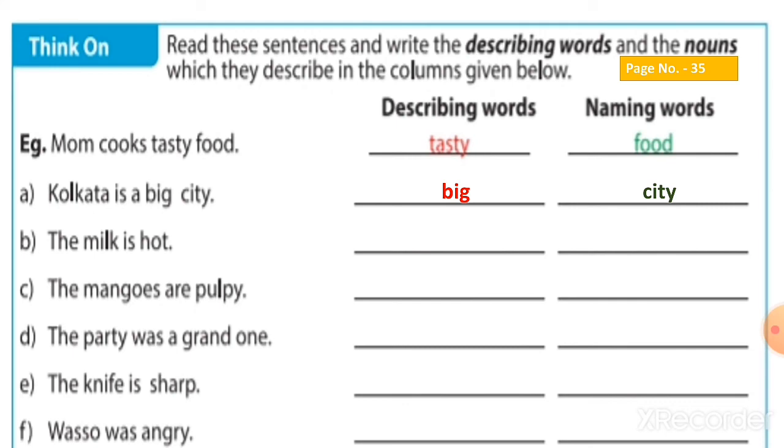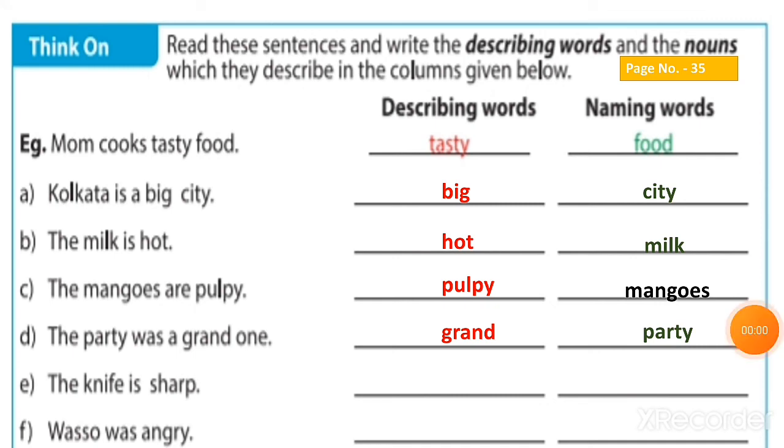B. The milk is hot. Hot is a describing word. Milk is a naming word. C. The mangoes are fluffy. Fluffy is a describing word and what is the naming word? Mangoes. D. The party was a grand one. Kids, grand. Here in this sentence we are describing the party. So party will be the naming word and grand will be the describing word.